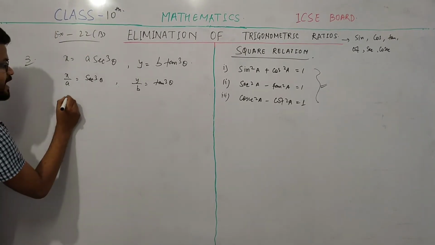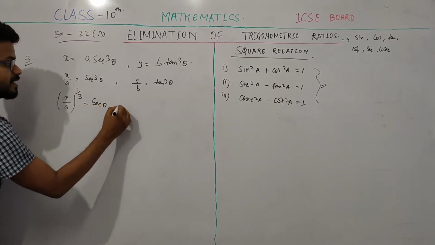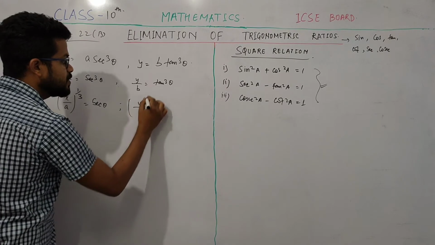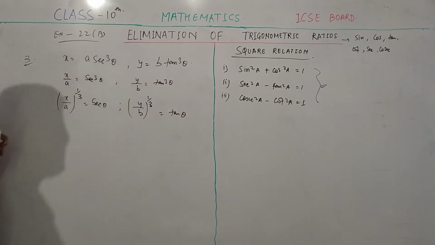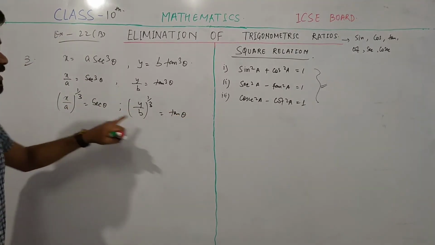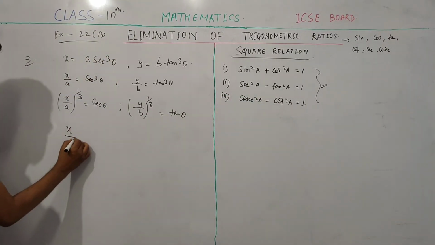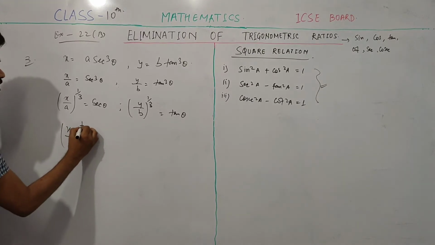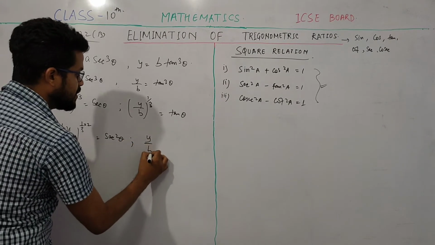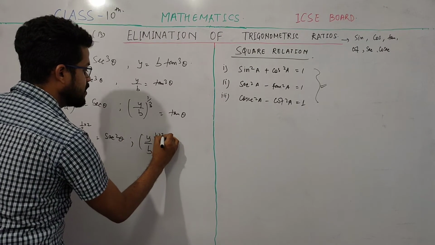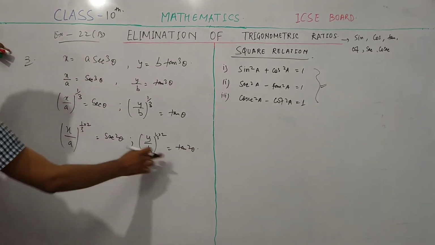Okay, so I write here (x by a) to the power 1 by 3 is equal to sec theta, and (y by b) to the power 1 by 3 is equal to tan theta. Now we take a square in both equations, so (x by a) to the power 1 by 3, whole square, is equal to sec square theta, and (y by b) to the power 1 by 3, whole square, is equal to tan square theta. So simply we subtract both the equations.